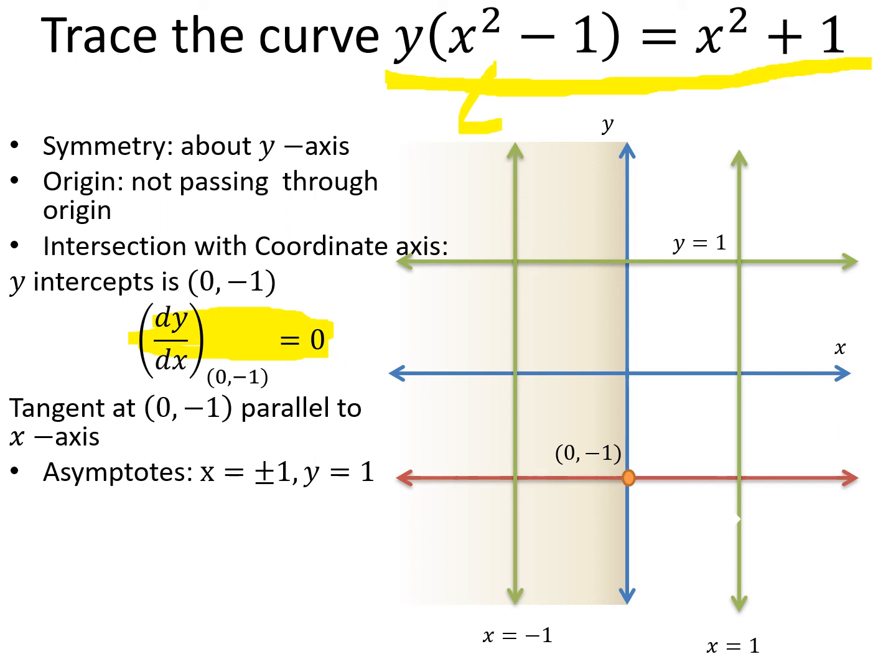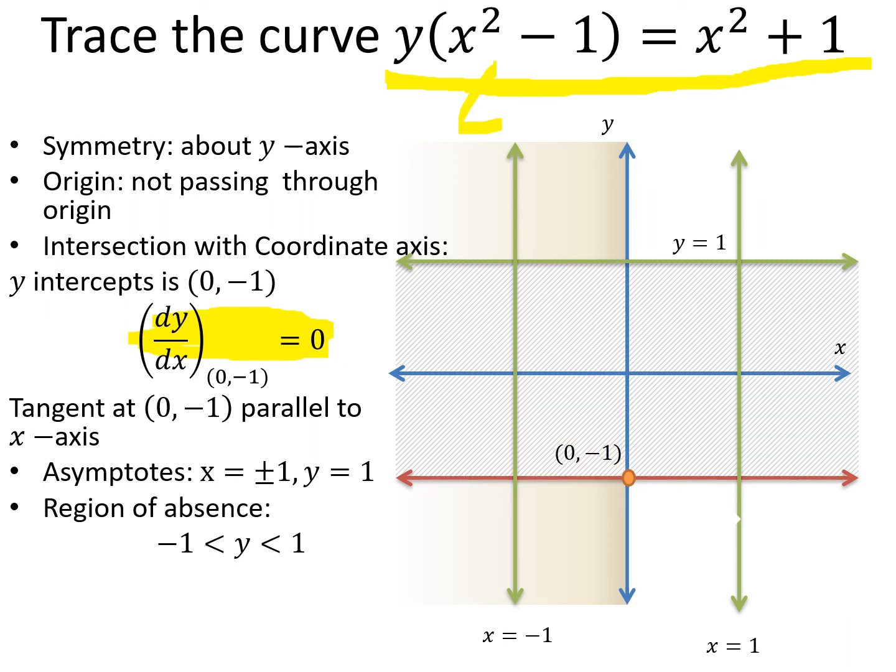Okay, now this equation is solvable for x square. So for region of absence, if y lies between minus 1 to 1, then the curve does not exist. So we will take the shaded area where the curve does not exist. I have not elaborated these 2 points in detail because we have done a lot of questions. If you are not getting it directly from here, you can take the notebook and one by one do it yourself as I have described, and then you will get to know that these are the asymptotes and that is your region of absence.